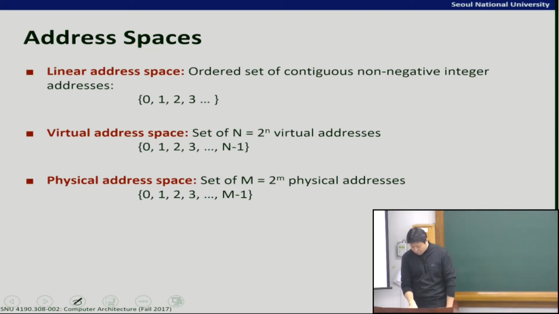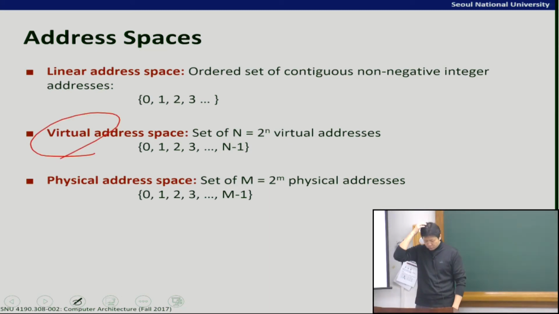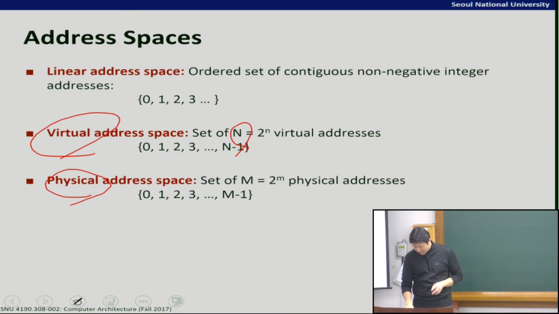The first one is the virtual address space. So let's say you have a virtual address space. Then we have n virtual addresses here, from 0 to n-1. And there's a physical address space whose size may be different from the virtual address space. In this case, we have m different physical addresses, or we can access m different bytes physically.